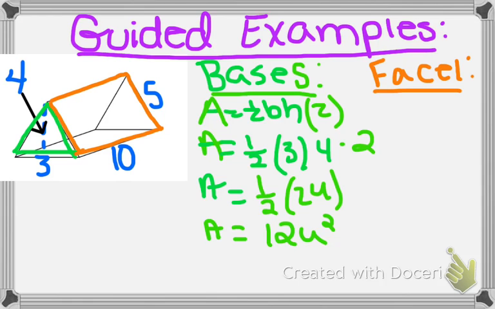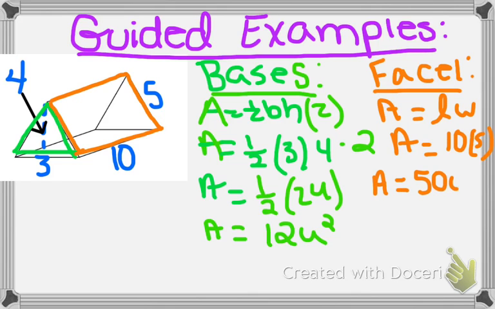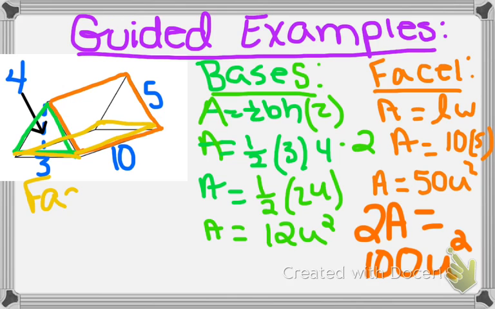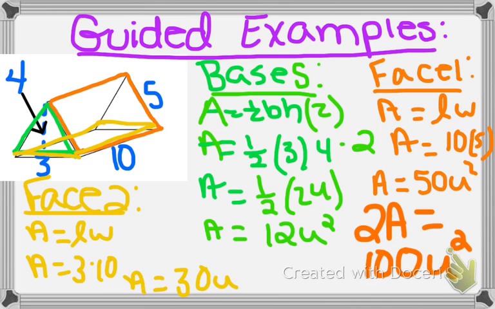Next, we're going to do the faces. Area equals length times width. Area equals 10 times 5. Area equals 50 units squared. Since there's 2 of them, we have to multiply it by 2. So area is equal to 100 units squared. Face 2. Area equals length times width. Area equals 3 times 10, and area is equal to 30 units squared.